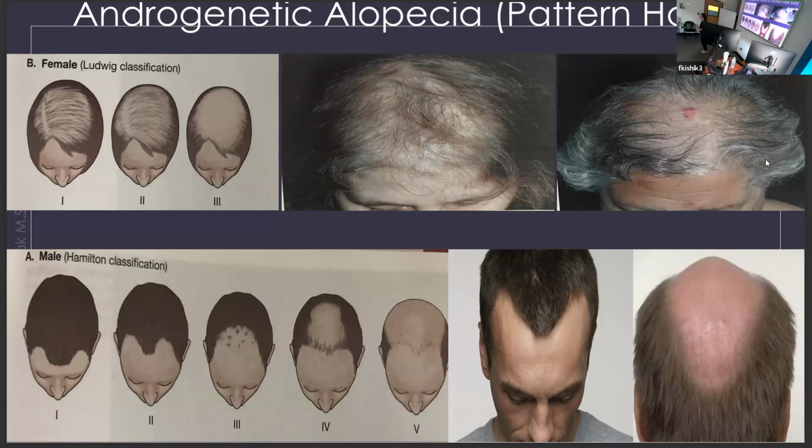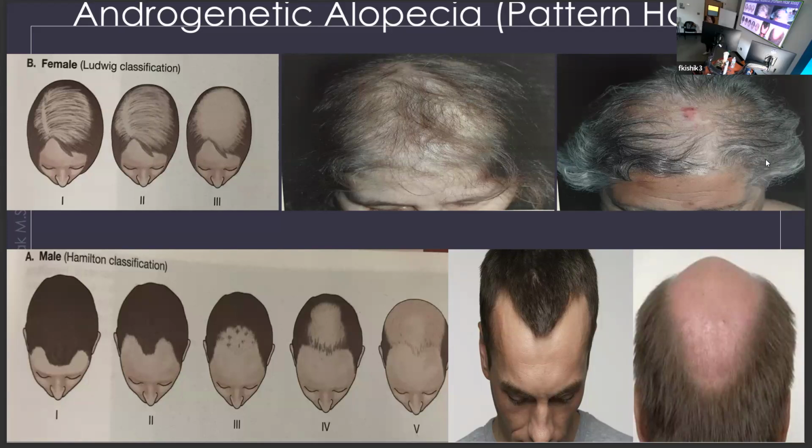Why is it not affected? They're just not susceptible to it. The hormone doesn't affect these hairs. It's like different receptors. Yep, just this area. Those hair follicles won't be affected by DHT.